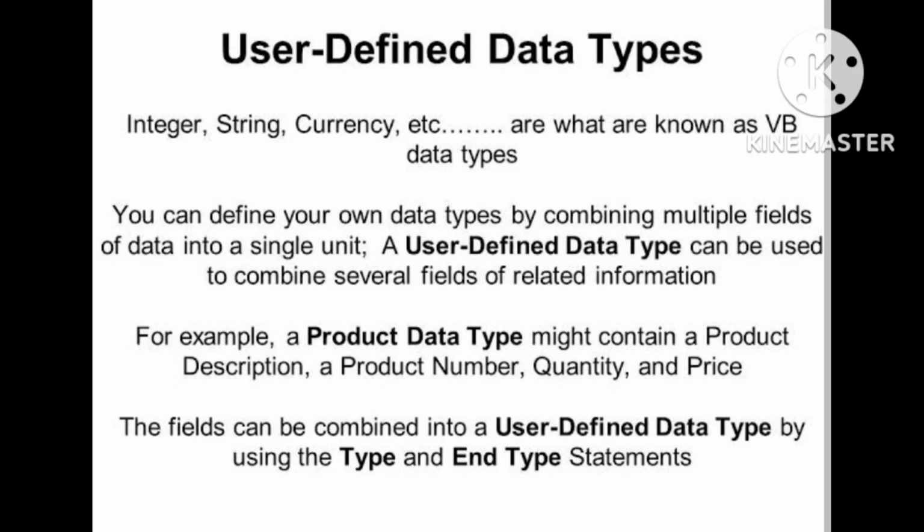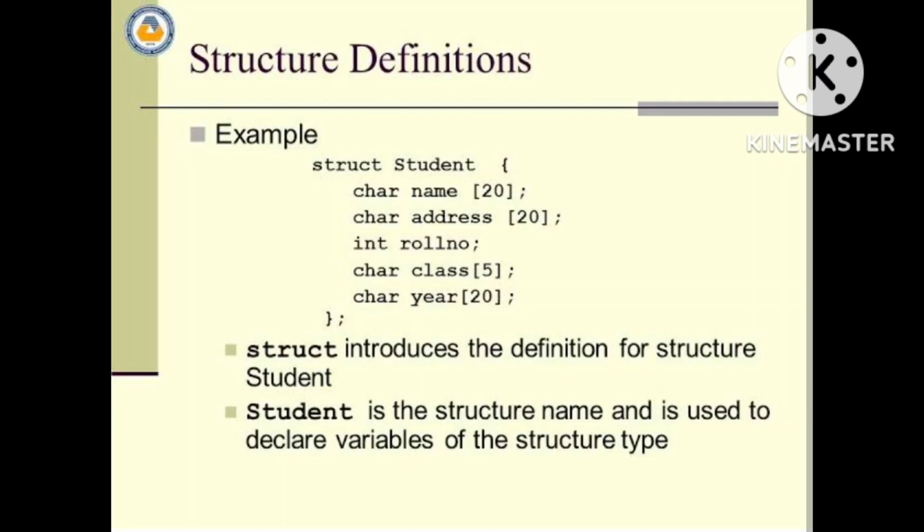User-defined data types. The data types defined or created by the user using basic data types are known as user-defined data types. Structure data type. Example: struct introduces the definition for struct student. Student is the structure name and it is used to declare variables of the structure type.